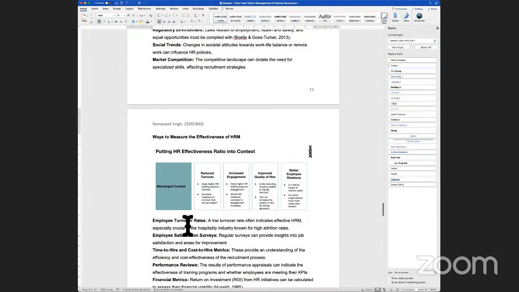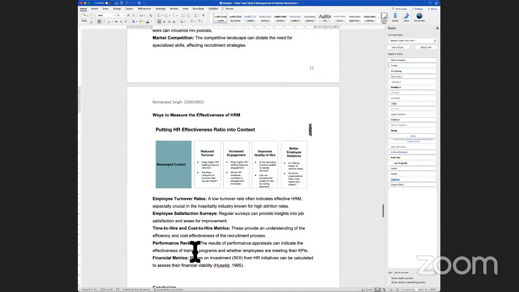So reduce turnover, that means fewer employees leaving the organization, which means they're happy within their job roles. Increased engagement would mean people own up to their jobs, and they're happy to take more responsibility. And then you are looking at performance reviews and other aspects, which would effectively measure how the HR department is performing in the organization.